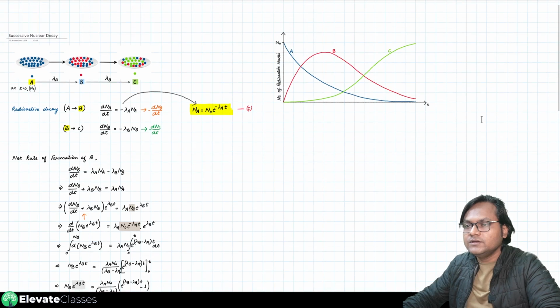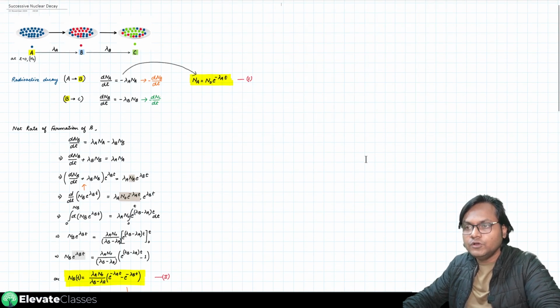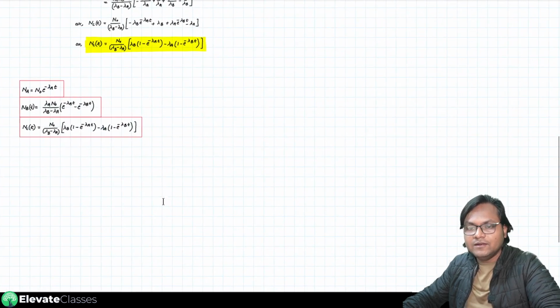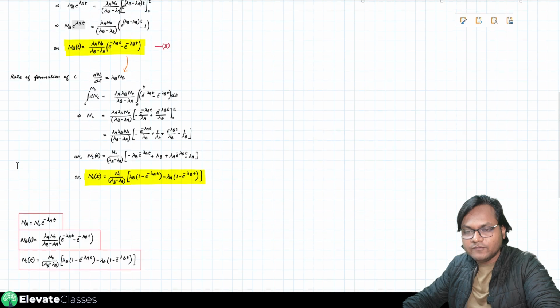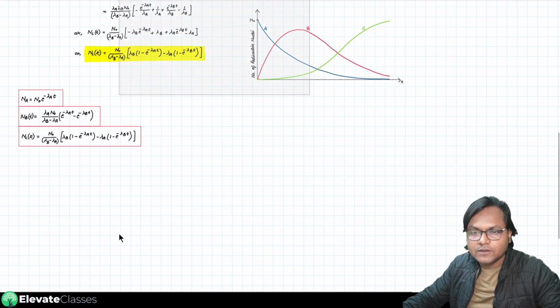This one. I had already drawn this graph just so that I don't have to draw it again, because when you draw a graph, you are very likely to make mistakes.